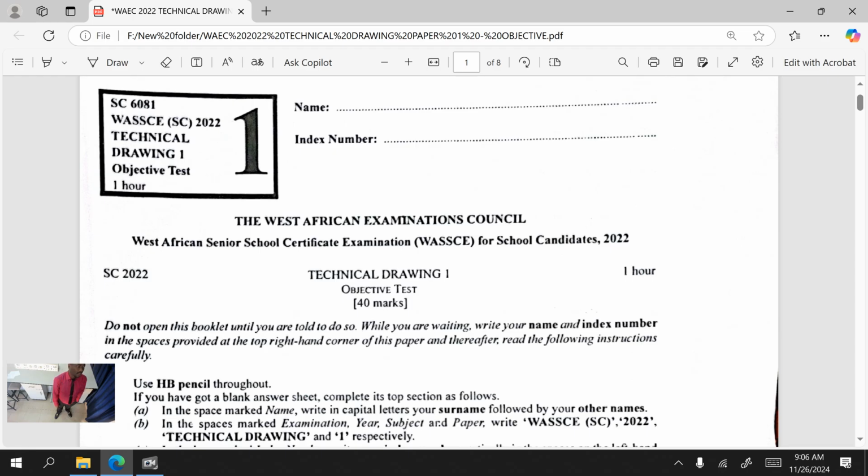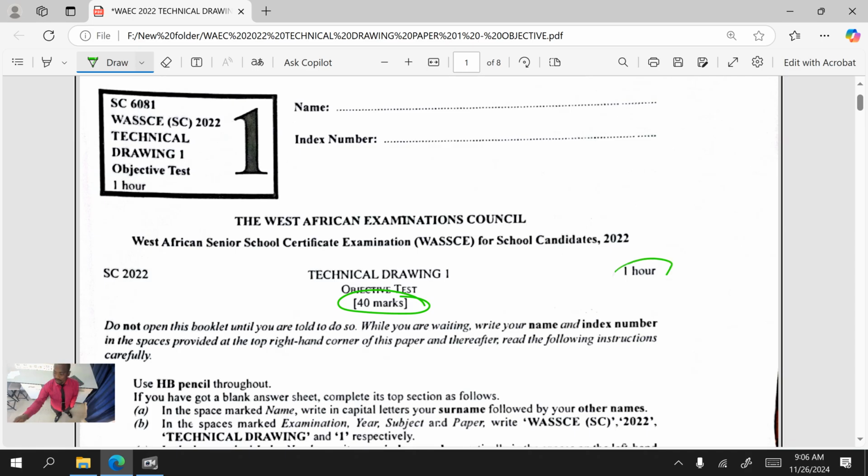Today we'll be looking at WAEC 2022 Technical Drawing Paper 1, which is always the objective test. You will be given 40 questions for 40 marks, and you will be given a duration of 1 hour to answer the questions. You'll be given options A to D. You have to pick the best option that is suitable to the question. So take note of this.